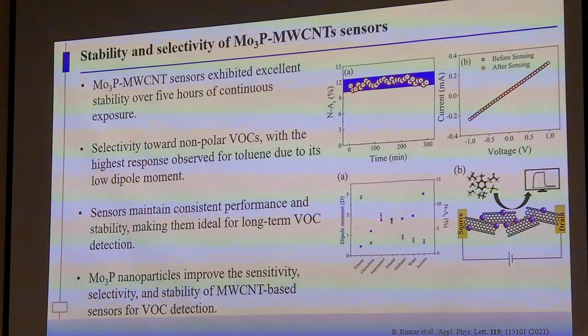And here you can see the dipole moment and the sensitivity are correlated together. So depending on the dipole moment of the analyte, if we have an interaction with the MoO3P CNT, that's why it has a particular selectivity for that compound.